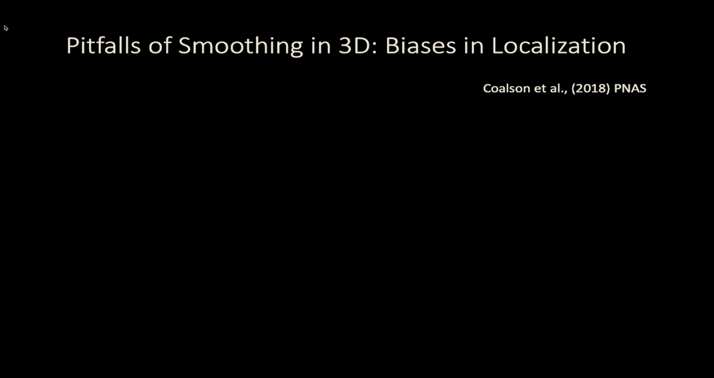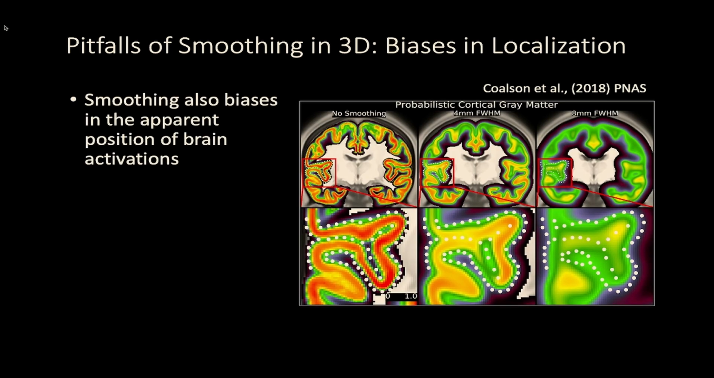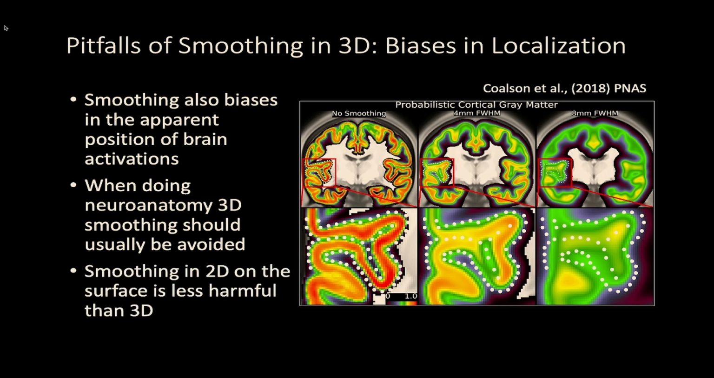Another issue with smoothing is biases in localization. If we focus here on the insular cortex, this is the probability of being in the gray matter ribbon. We can see as we increase the amount of smoothing, that probability starts to migrate towards the CSF. So this is the CSF space here and the cortical gray matter and then white matter outside. And we can see the highest probability is now right in the middle of the sulcus if we use 8mm smoothing in the volume. So we really want to avoid this sort of thing.